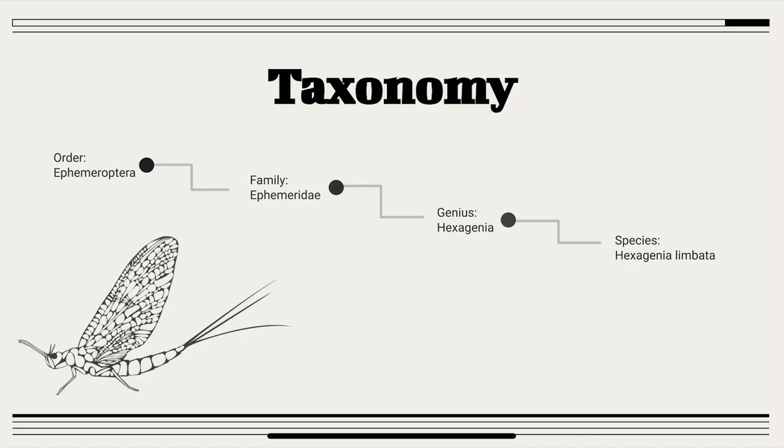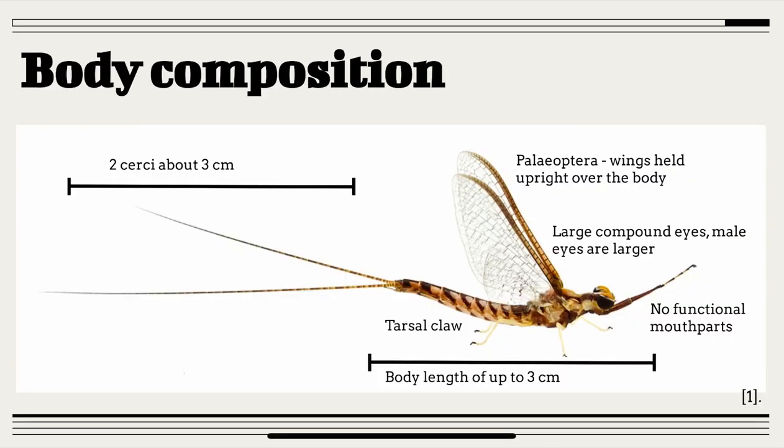So just to begin with their taxonomy, they are in the order Ephemeroptera, in the family of Ephemeridae, in the genus of Hexagenia, and in the species of Hexagenia limbata. The body composition of the adult giant mayfly can be measured up to 3 centimeters, not including the 2 cerci, which can also grow up to be 3 centimeters.